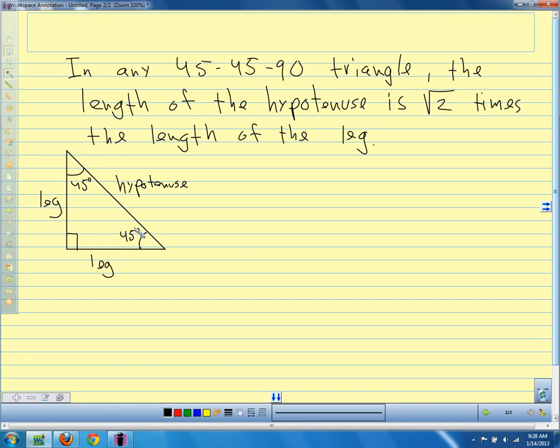And what we just said is that the leg times the square root of 2 equals the hypotenuse. Another way that some people remember 45, 45, 90 triangles is to remember that the sides go 1, 1, square root 2. So leg, leg, leg times the square root of 2. The two legs are the same. The hypotenuse is square root of 2 times bigger.